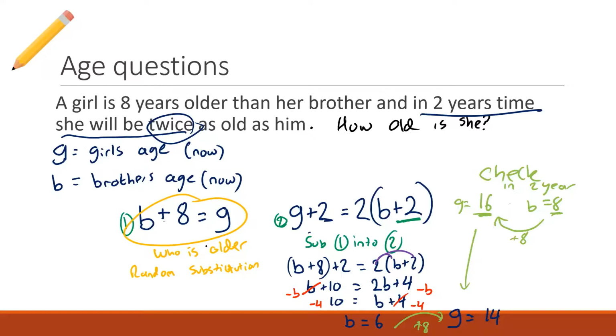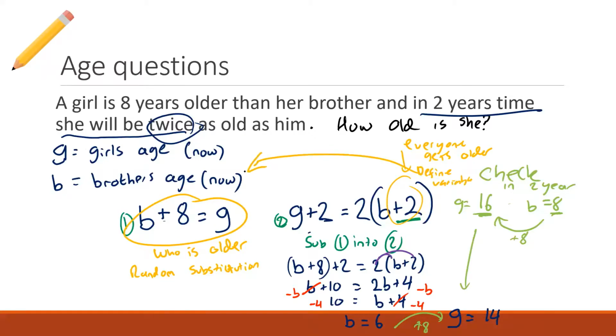The second place that students make mistakes is they forget everyone gets older. And the best way to avoid that is to define variables.